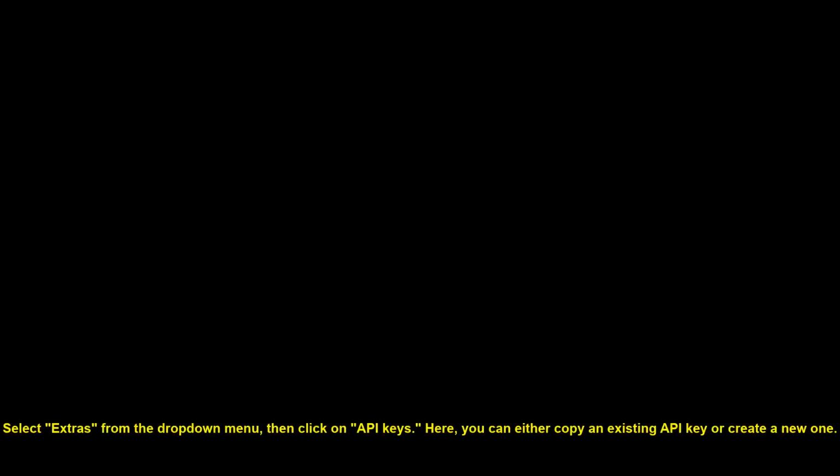Navigate to the account settings by clicking on your profile in the bottom left corner. Select Extras from the drop-down menu, then click on API keys. Here, you can either copy an existing API key or create it. Once copied, return to Make.com and paste your API key into the prompt.